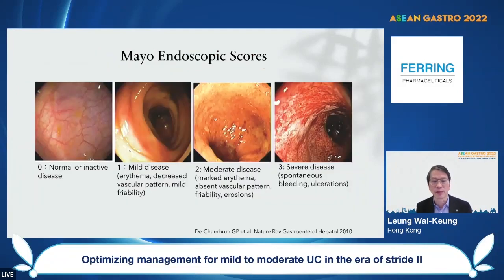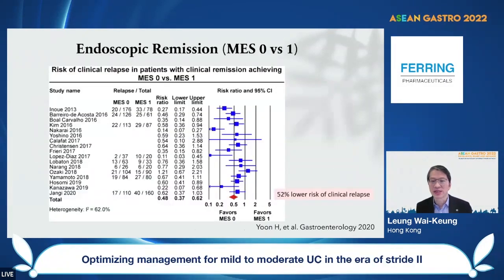I know many of you are very familiar. So ranging from 0, which is basically normal, to just slight mucosal edema or decreased vascular pattern and mild friability as Mayo score of 1. In fact, there are many data suggesting that there's a difference between Mayo score of 0 and Mayo score of 1. And in this meta-analysis, they show that if you can achieve Mayo score of 0, it's about 52% lower risk of clinical relapse when compared to Mayo score of 1. So there's still some significant difference between Mayo score of 0 and Mayo score of 1.